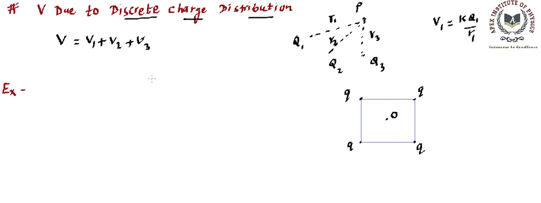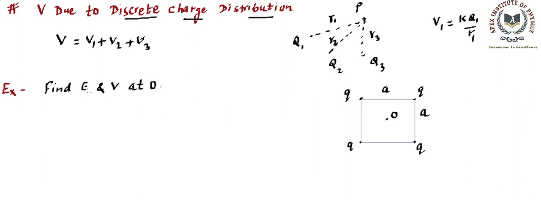So here is an example. Let's say we have a given charge distribution Q, Q, Q, Q. All the charges are located at the vertices of a square. Let's say the square has a dimension a, so this is also a, and this dimension is also a. There is a center point O, and the question is to find the electric field and electric potential at the center of this given charge distribution.